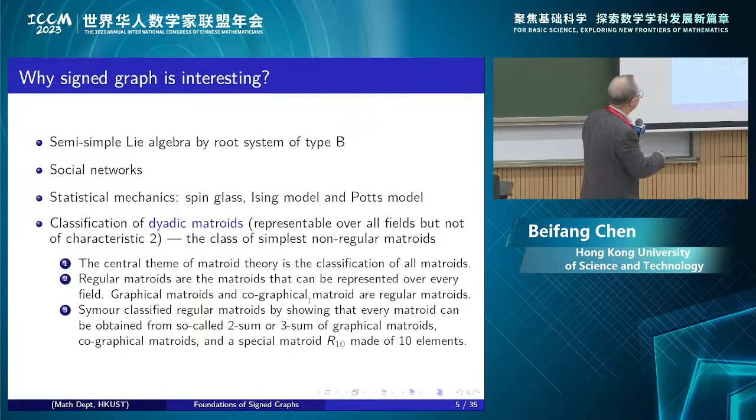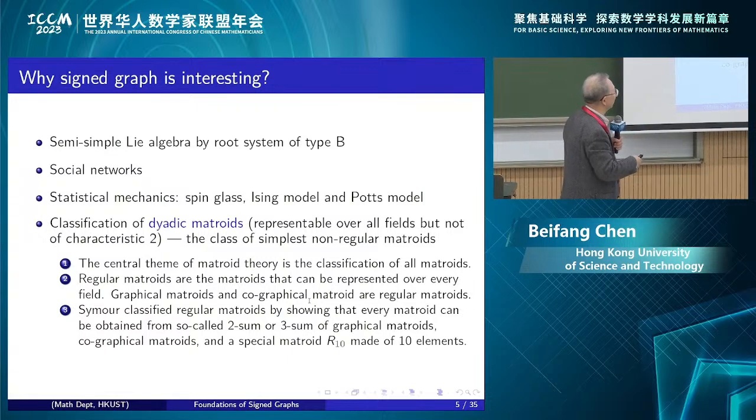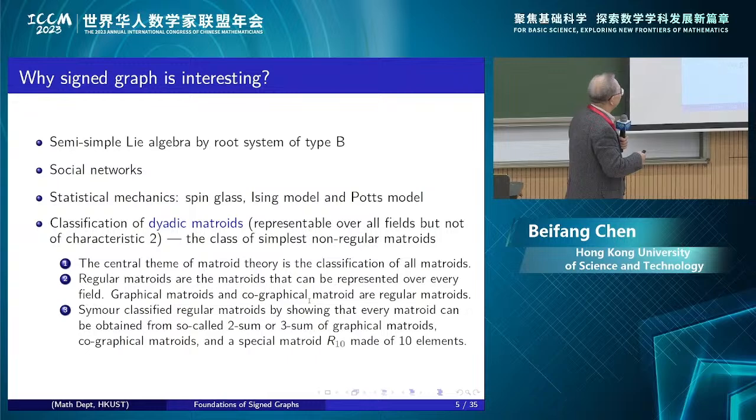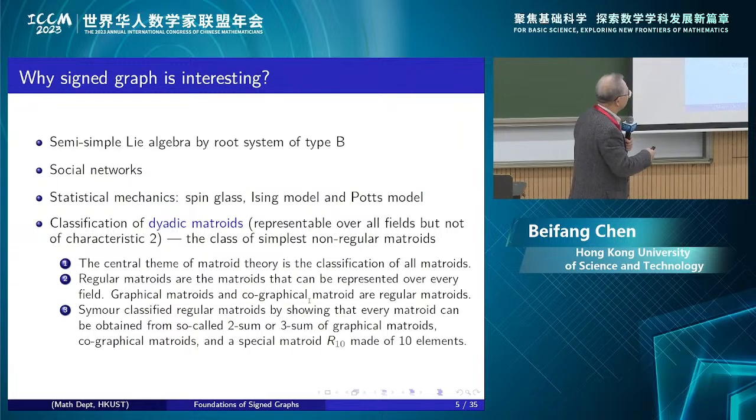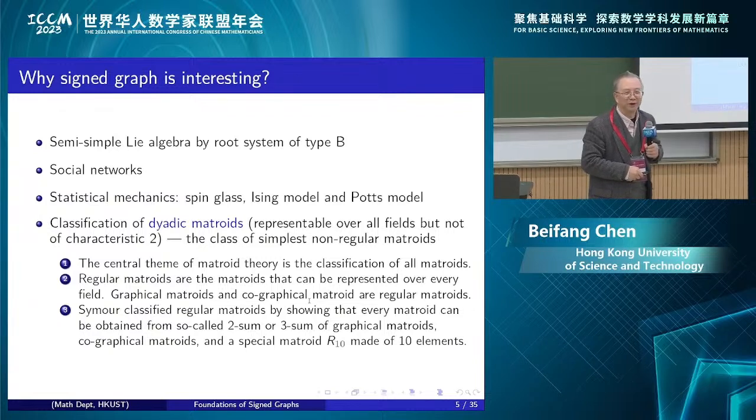And inside mathematics, inside graph theory or matrix theory, the central problem is the classification of all matrices. Of course, this is not classified, and there are many open problems. But the simplest one is called a regular matrix. So what is a regular matrix?